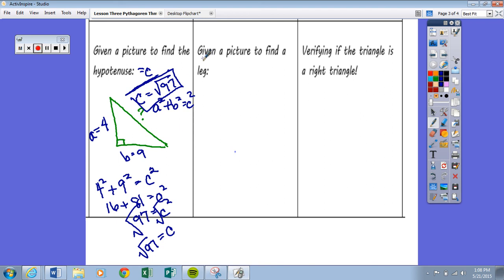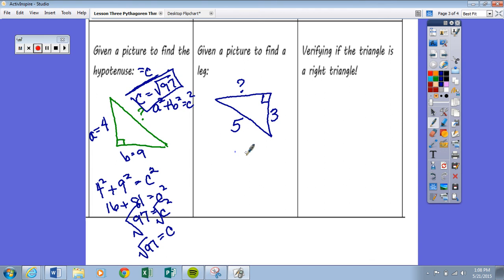Okay, and now the next one: given a picture, find a leg. So now maybe you're given a picture and one of the legs is missing. Let's say this is missing, and maybe that's a 3 and maybe that's a 5.